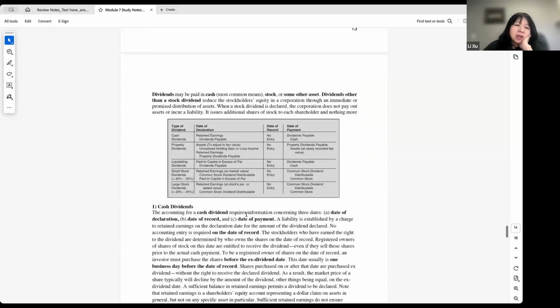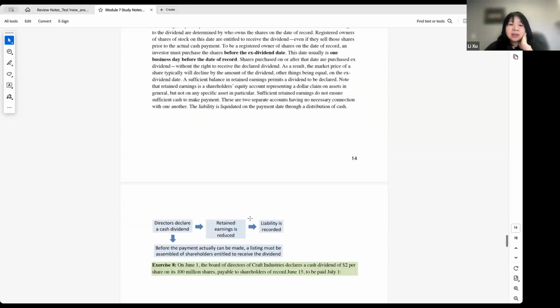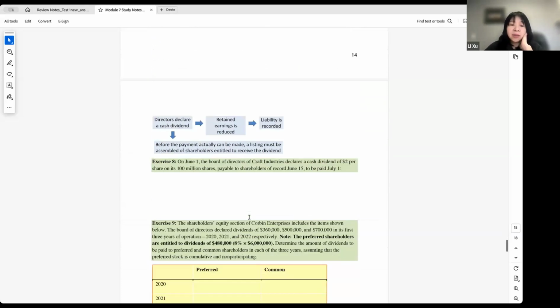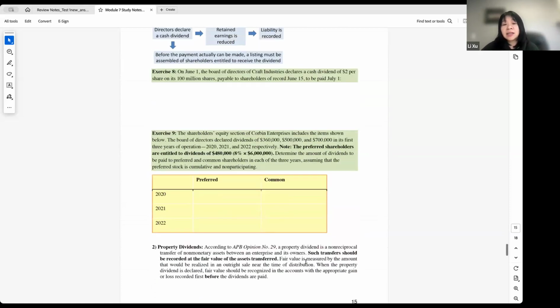Section 5, we don't have any test about the retained earnings, so you don't need to worry about that. Cash dividends is going to be a very simple question. So know there are 3 dates, but only 2 dates need journal entries. Exercise 8, exercise 9, put a little star on it. This is about preferred stock dividends. There will be at least one question about this topic. Make sure you know how to do it.